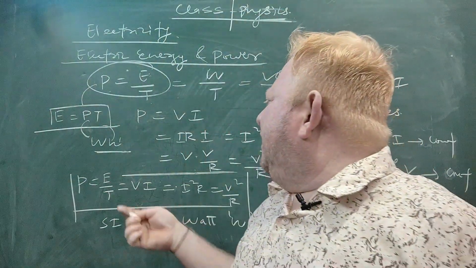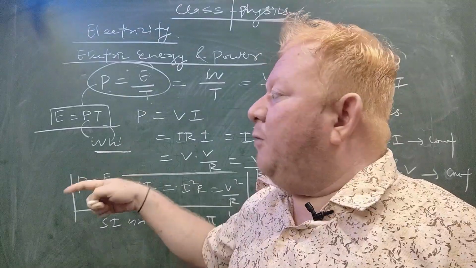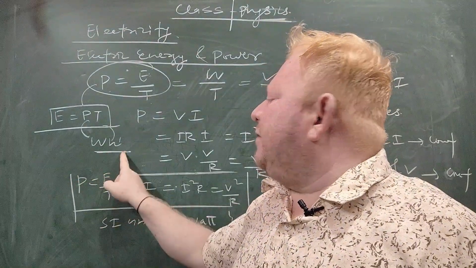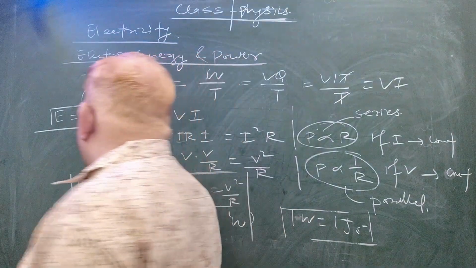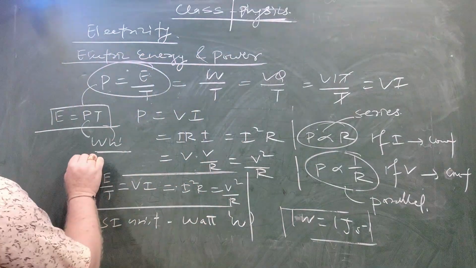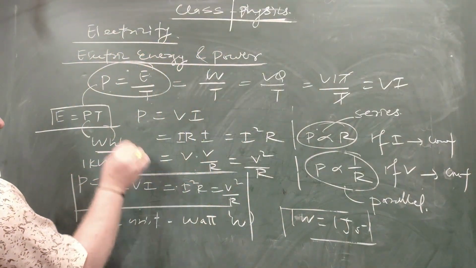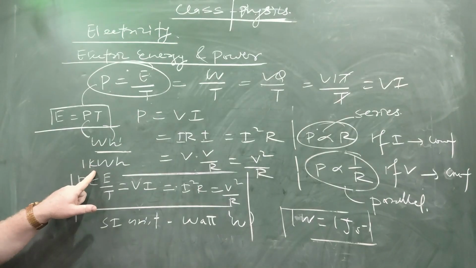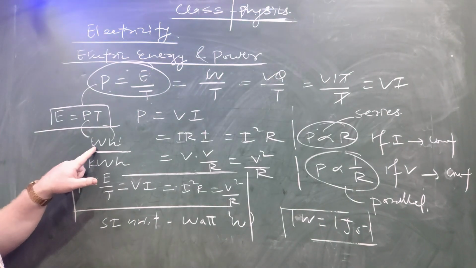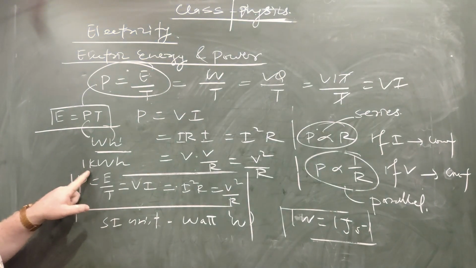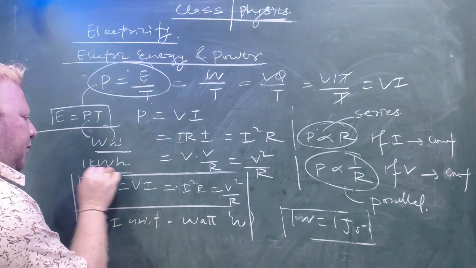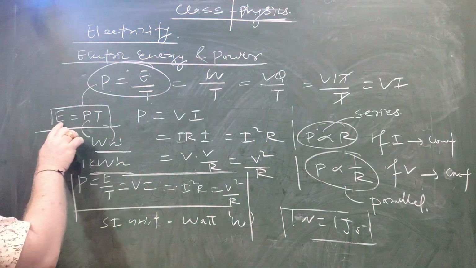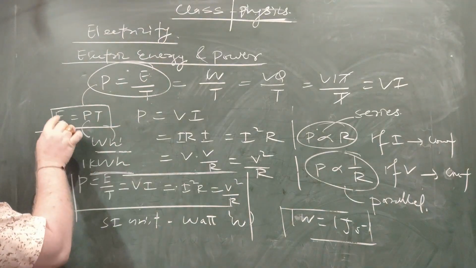When you add more power, I mean 1000 watt, 1000 watt means 1 kilowatt, and then it will become 1 kilowatt hour, where 1000 watt I have taken. So if watt is taken as 1000 watt, then it will be 1 kilowatt. So kilowatt hour of course is the unit of electric energy. Of course watt hour is also the unit of electric energy.